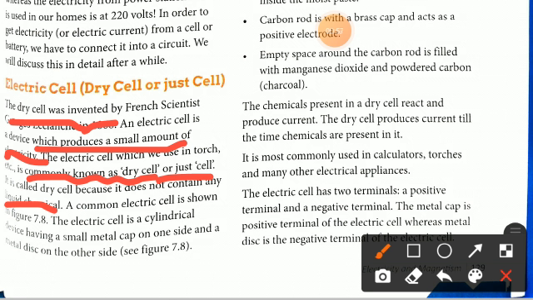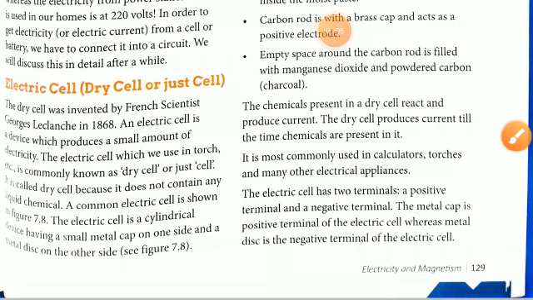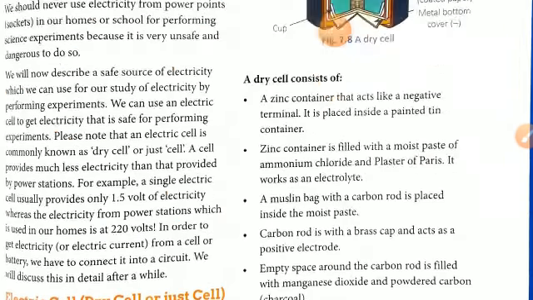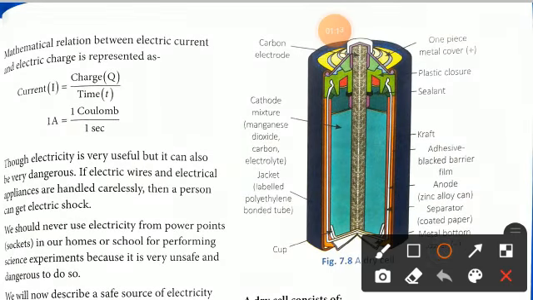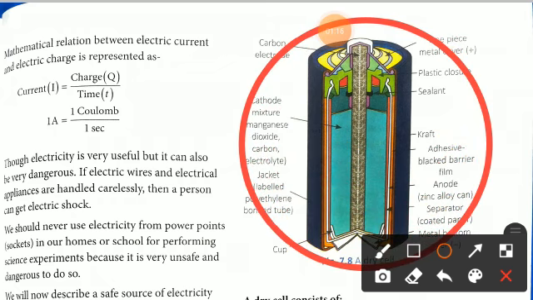Fine. A common electric cell is shown in the figure I will show you. The electric cell is a cylindrical device having a metal cap on one side and a metal disc on the other side. You can see here, this is your dry cell. This is the complete figure of your dry cell. Fine.